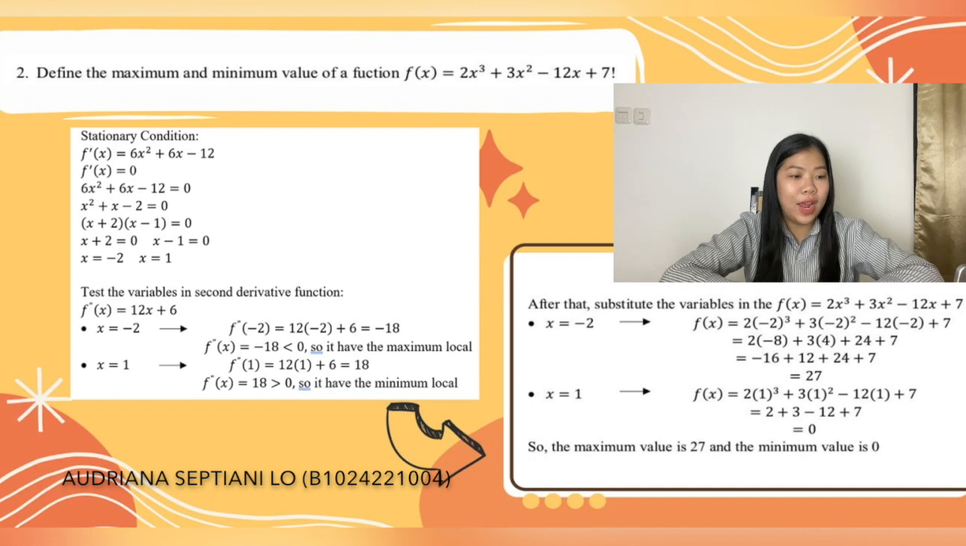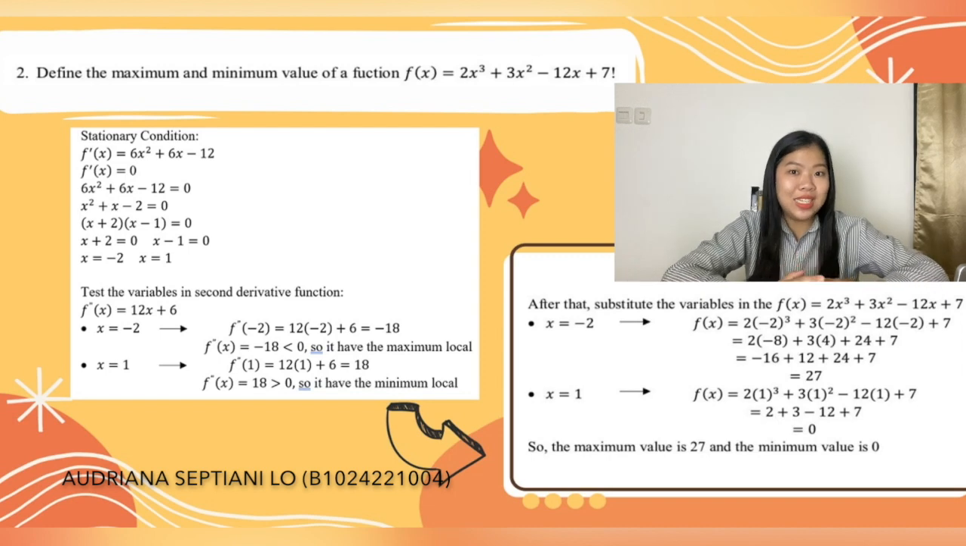Next, we want to find the stationary point with the formula f prime x equal to 0. So it is 6x power 2 plus 6x minus 12 equal to 0. From this factoring, we can get (x plus 2)(x minus 1) equal to 0. So the result is x equal to minus 2, x equal to 1.